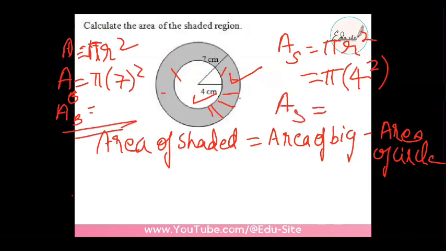So we do 3.14 multiplied by 49. 153.86, excellent. Square centimeter. So that is the area of the bigger circle.